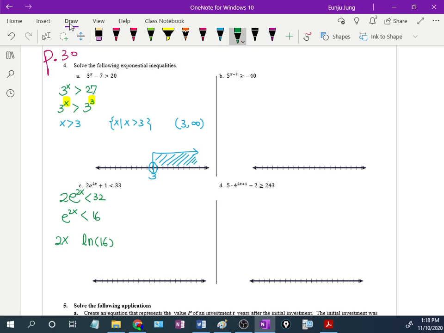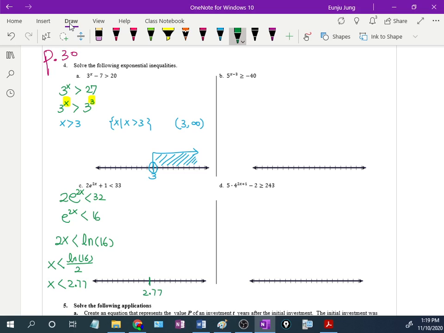Do I keep the same direction of this inequality, or do I need to reverse it? It will depend on the base. Base e is greater than 1, so we still keep the same direction. If you are not sure, you can equate it, find the equation first, and then we will check which side goes with the solution set. So let's calculate what ln 16 divided by 2 is. What is the number we got? 2.77 approximately.